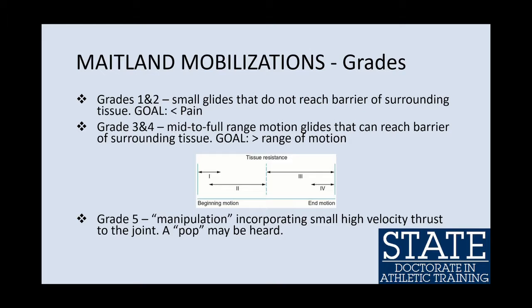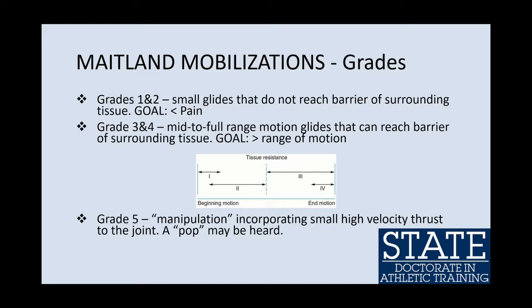So I already mentioned that there are 5 grades. These grades basically mean that there's a certain amount of force within each type of glide or each grade, and each type of force has a purpose. So grades 1 and 2, as you can see from the picture in the middle of the slide, they're smaller glides that do not reach the barrier of the surrounding tissue. So that basically means that they don't reach the end motion. They're just small, tiny glides, and the goal of these glides is to simply decrease pain.